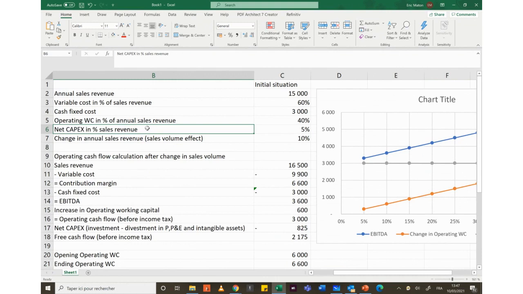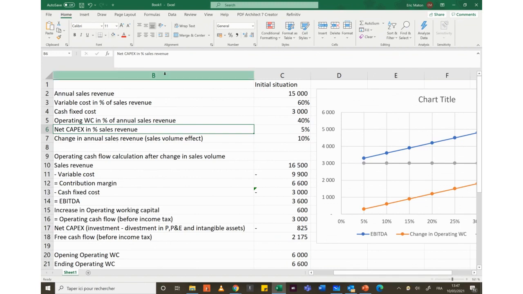Sometimes you can say it's just the gross fixed assets. We can keep the same gross fixed assets. It's constant, so it's a very good situation. You don't need to invest in order to develop your sales revenue. Sometimes you say the property, plant, equipment at net value is constant. So when you depreciate, you need to compensate your depreciation with a net capex equal to the depreciation and amortization expense. So you can have different situations, different business models.